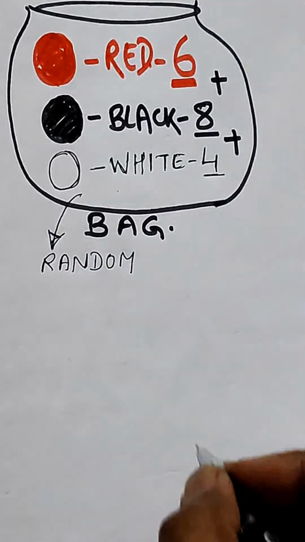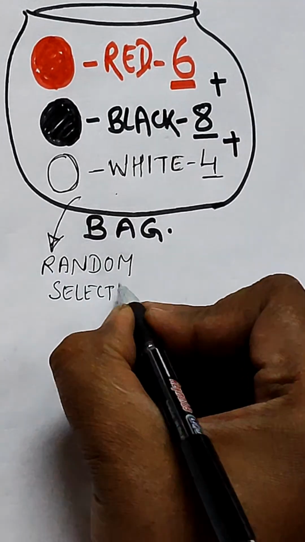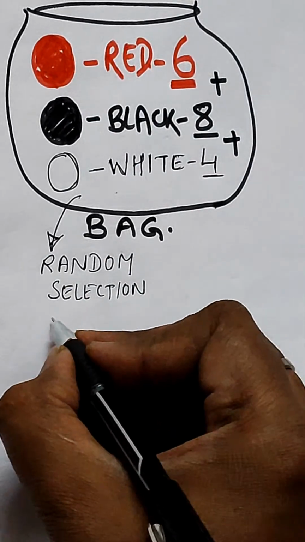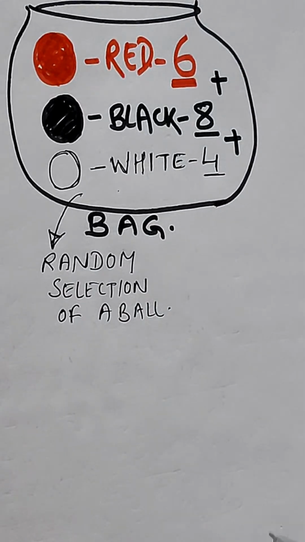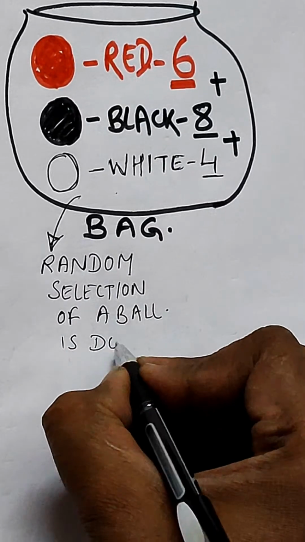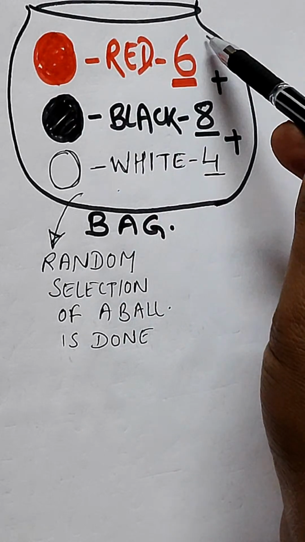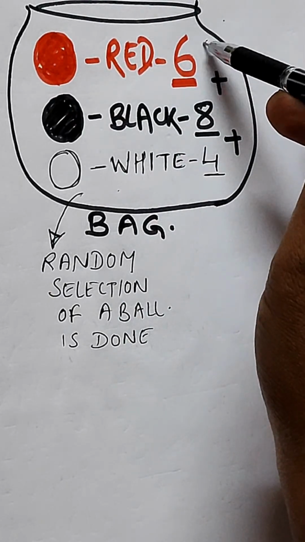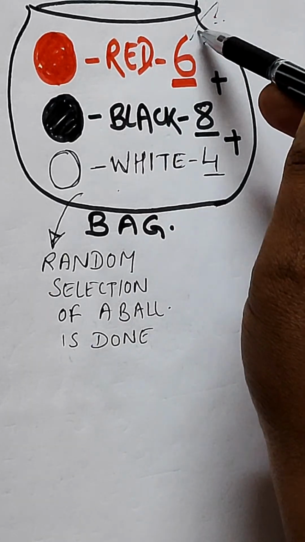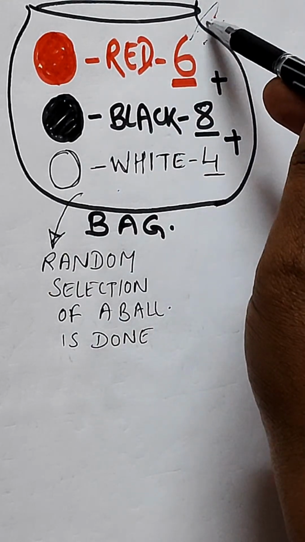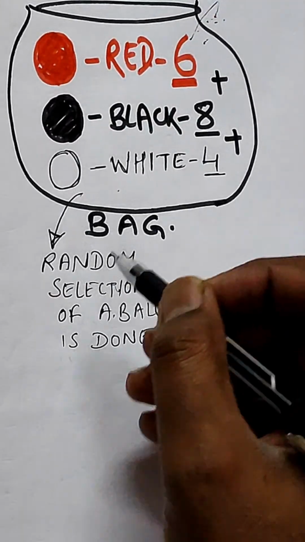Random selection of a ball is done. Just think, you do not know the colors and you put your hand in this bag. You are not allowed to see, as if some cotton is put over your eyes, and you bring one ball out of this. Then the question is: what is the probability that the ball drawn is non-black?